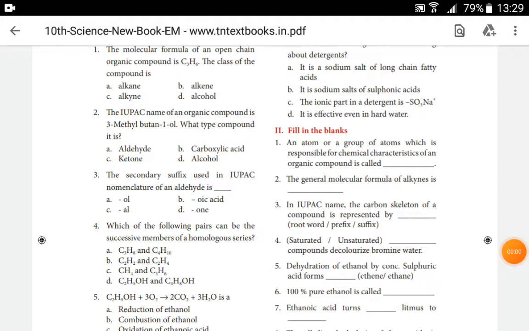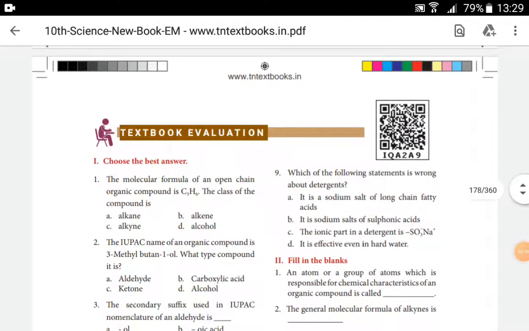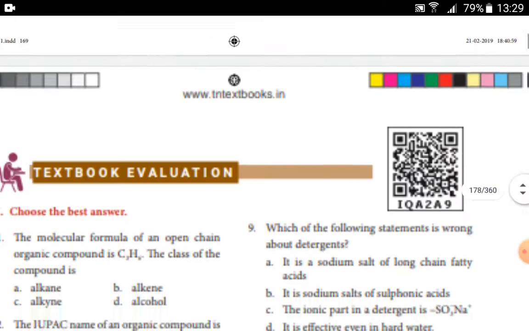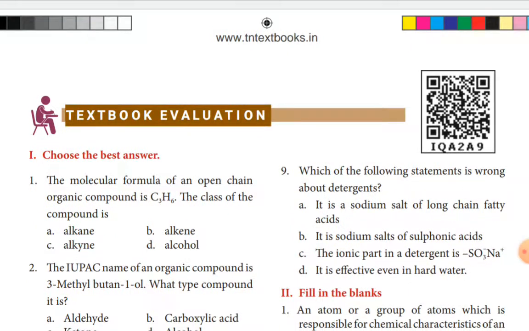My dear students of 10th standard, now we are going to revise the textbook evaluation of carbon and its compounds. It is given on page number 170 of your science book. In the textbook evaluation, first Roman letter, choose the best answer. The molecular formula of an open chain organic compound is C3H6. The class of the compound is: there are four options given: alkane, alkene, alkyne, and alcohol.